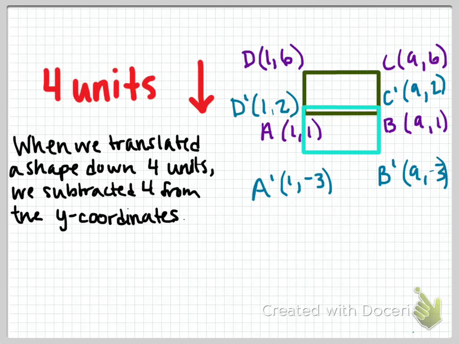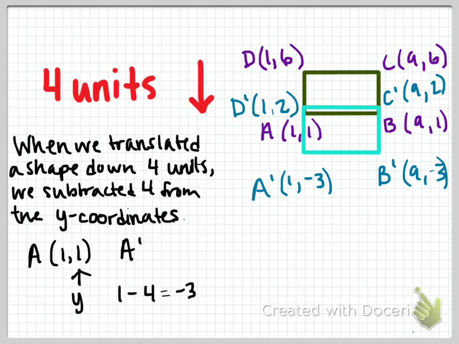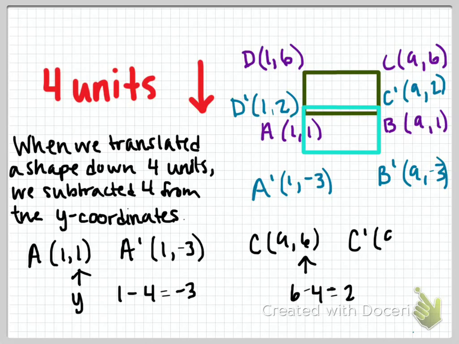So let's look at the A point, 1, 1. The y-coordinate on that is 1. So I subtract 4 from it and I get -3. So on A prime, I get 1, -3. Take a look at the C-coordinate, 9, 6. 6 is the y-coordinate. So I subtract 4, get 2, and C prime is located at 9, 2.